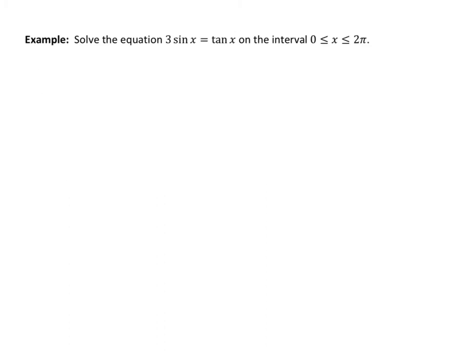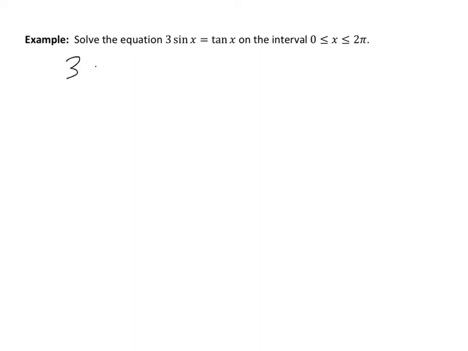So let's go ahead and take a look at our first example here. We want to solve the equation 3 sine x equals tangent x on the interval from 0 to 2 pi. One of our guiding principles was to take tangent functions and convert them into sine and cosine. I like that here because the other side also has a sine in it, and so it feels like we're getting some similar things together that maybe we can do some factoring with.